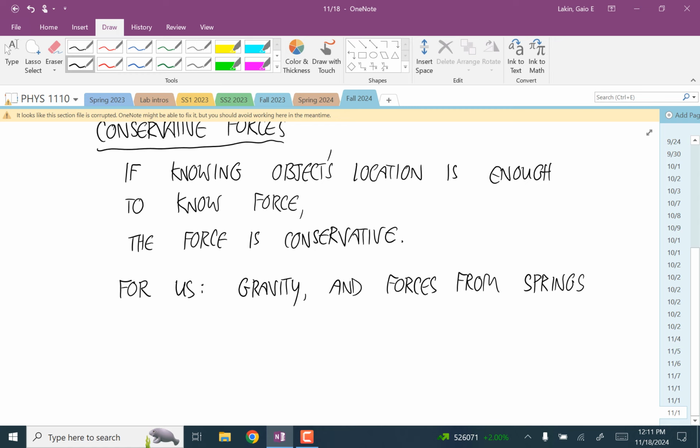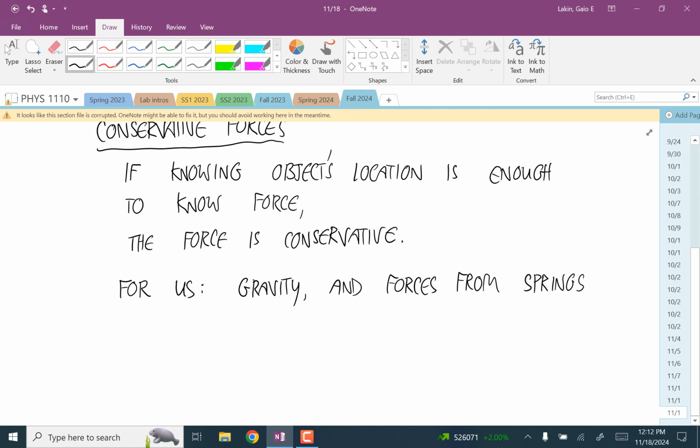So this is actually kind of like an extra conservative force. We don't even need that information, but it meets that criterion. You could patiently wait for me to tell you the location, and then you could say what the force is on it, without listening.